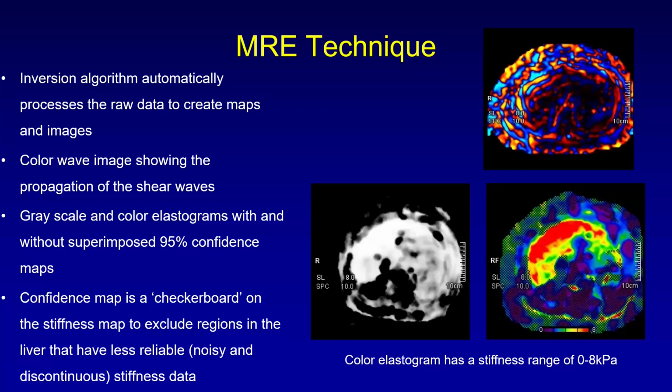So the grayscale and color elastograms come with and without the superimposed 95% confidence maps. That is another very important asset that you have to determine whether you've got your acquisition right. It is a checkerboard on the stiffness map to exclude regions in the liver that are less reliable, noisy, and discontinuous stiffness data. So if you have a checkerboard, as you see on the image on the right, when you want to plan your ROIs, you see the very fine checkerboard, you have to plan your ROI and exclude those checkerboard areas to have a higher confidence when planning your ROIs.